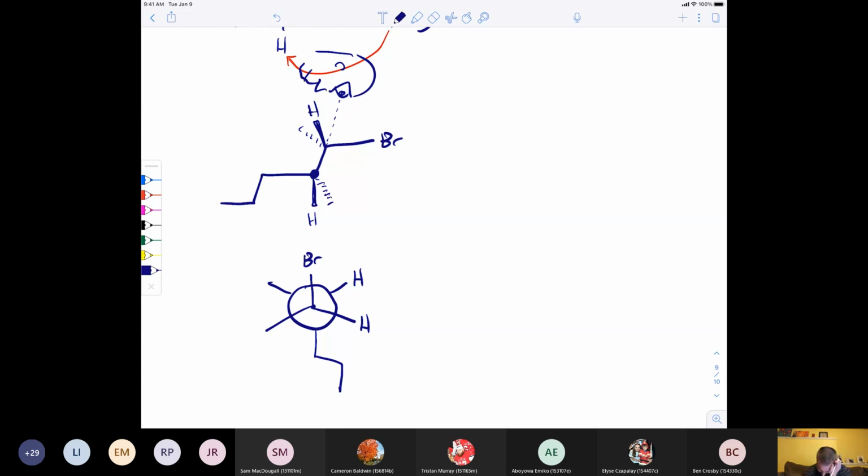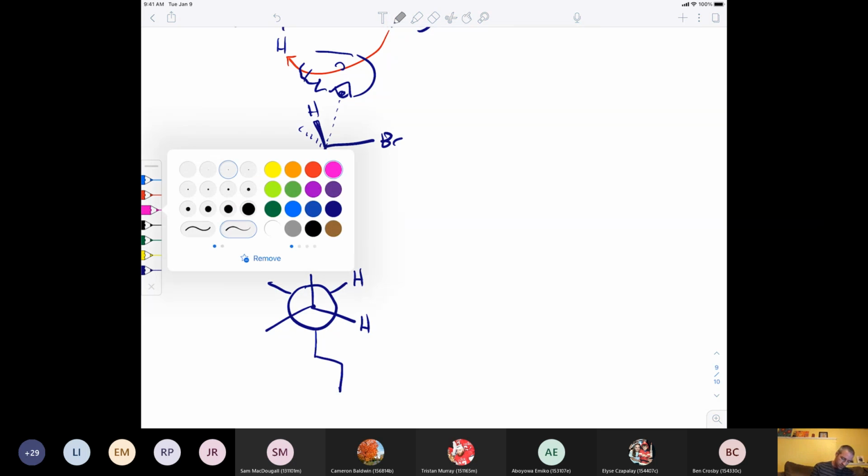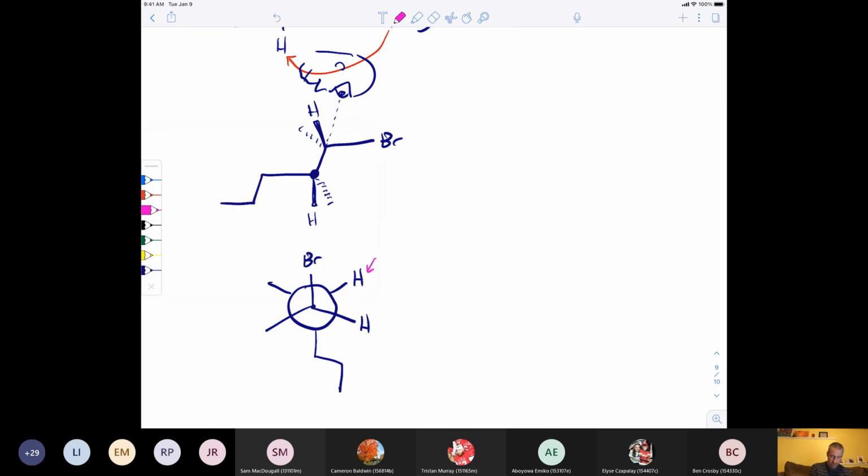Now, this is the wrong orientation to do elimination, because the beta hydrogen, which is this one, is not anti. So what you need to do is rotate this around so it is anti. If we leave the front carbon the same, and rotate it around so the hydrogen goes there, the methyl goes there, and the propyl goes there, now we can do an elimination.